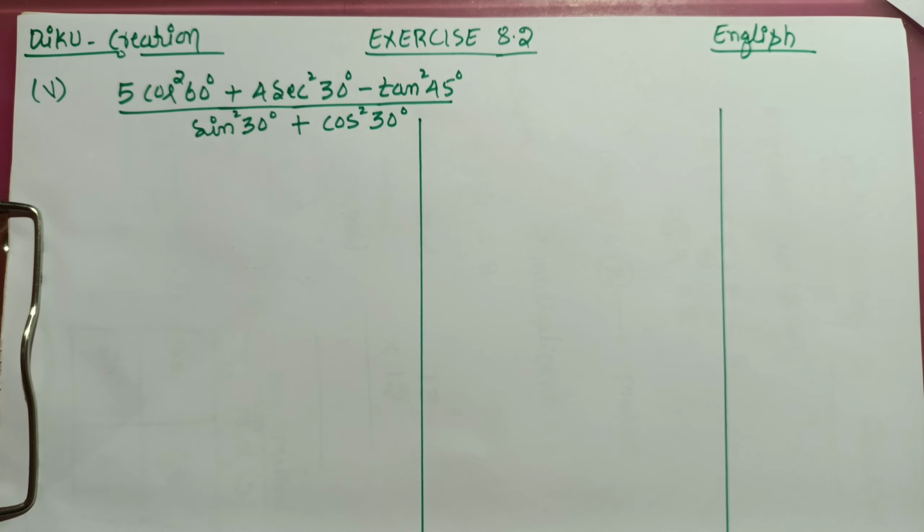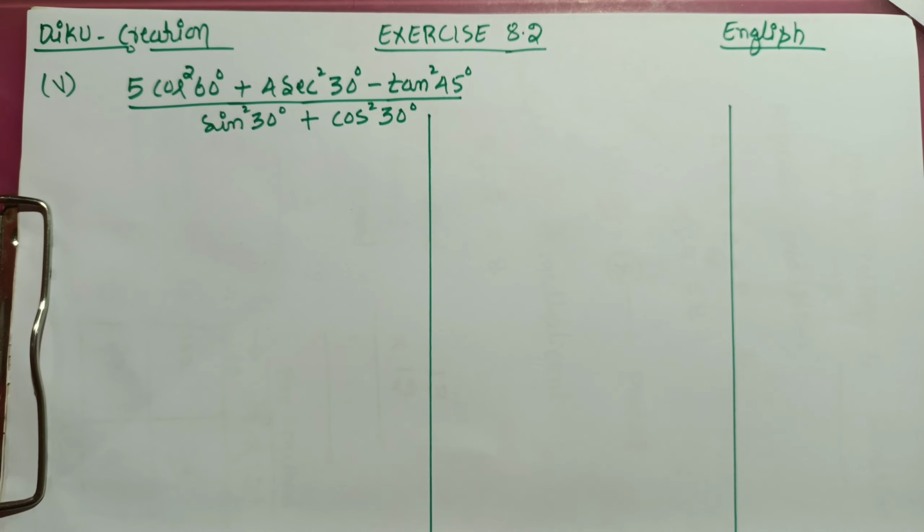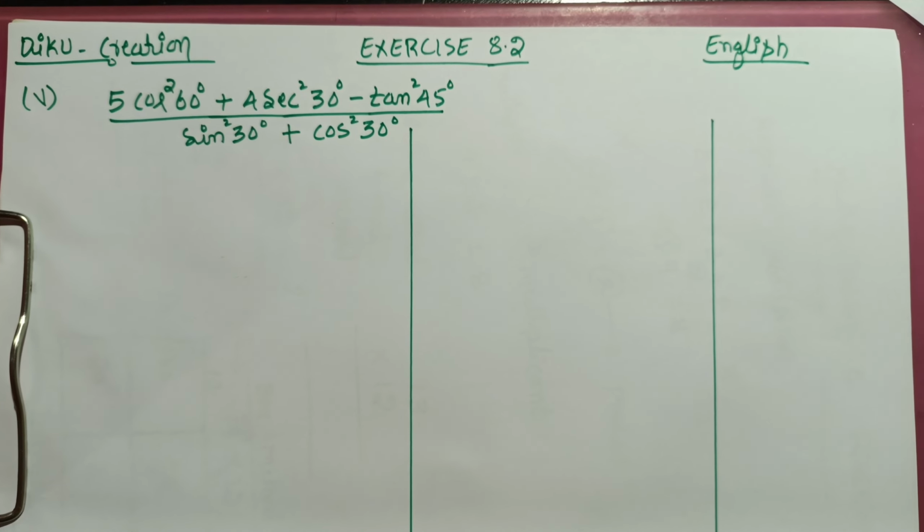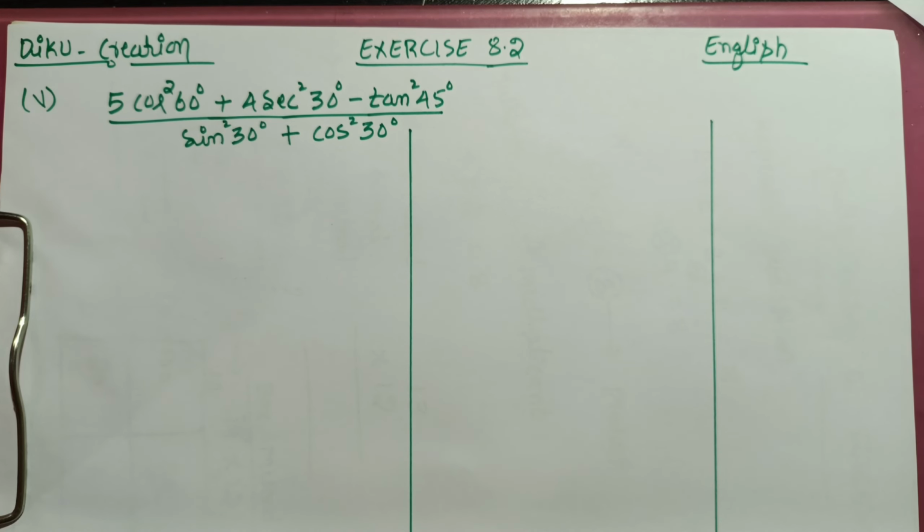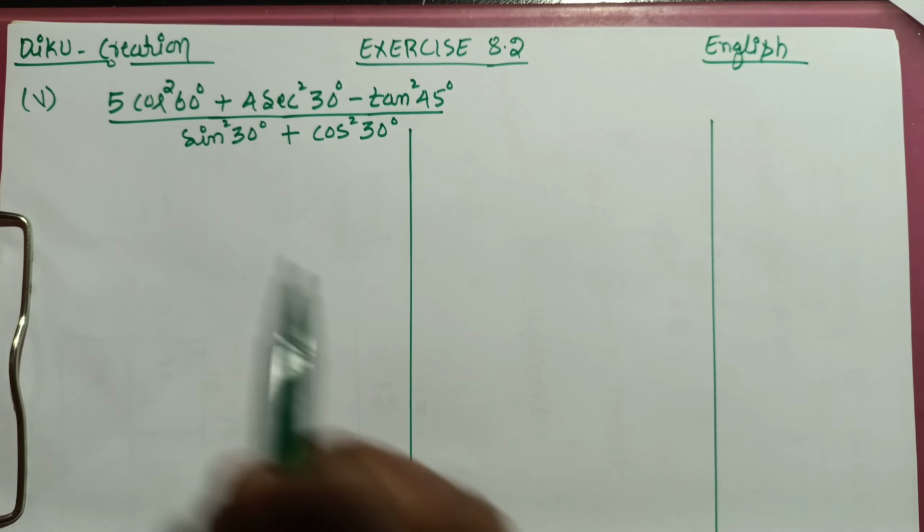Okay, now the last question of the first main exercise 8.2. 5 cos square 60 degree plus 4 secant square 30 degree minus tan square 45 degree divided by sin square 30 degree plus cos square 30 degree. In the first step I need to substitute all the values from the trigonometric table. For the values, refer to the table.